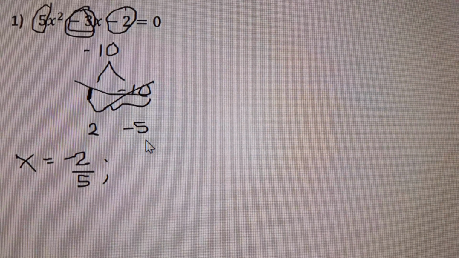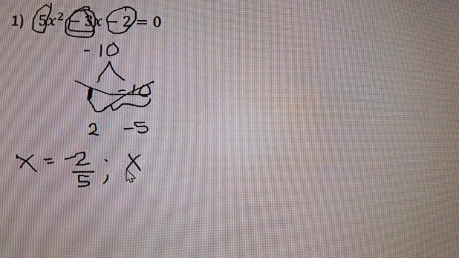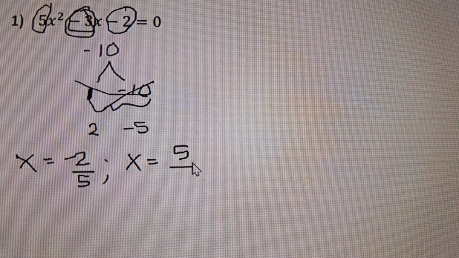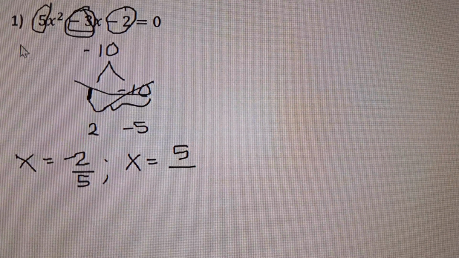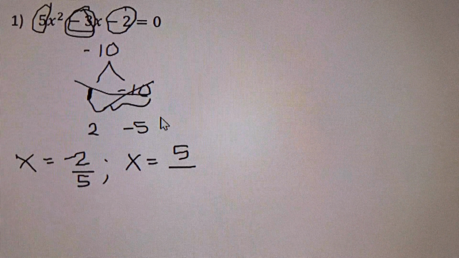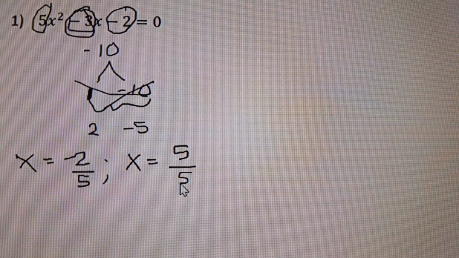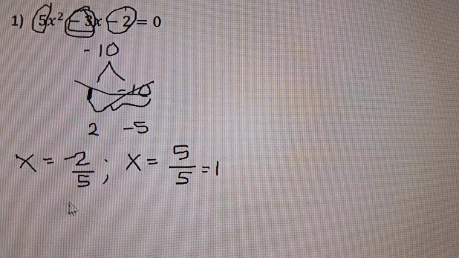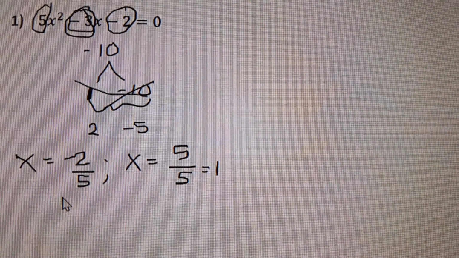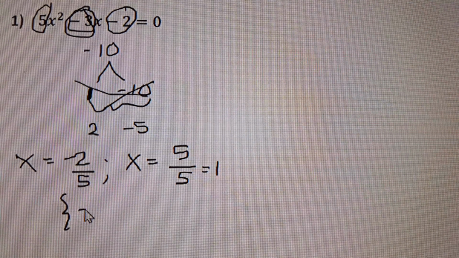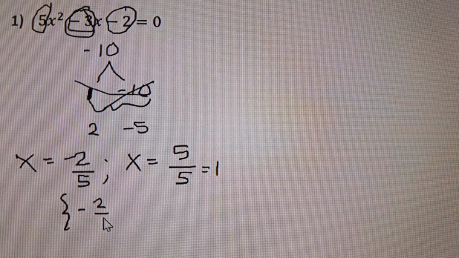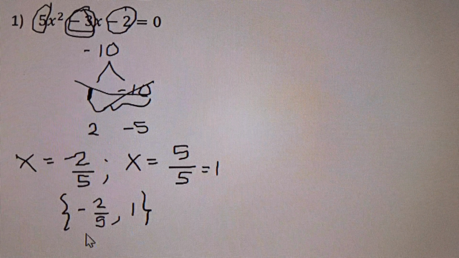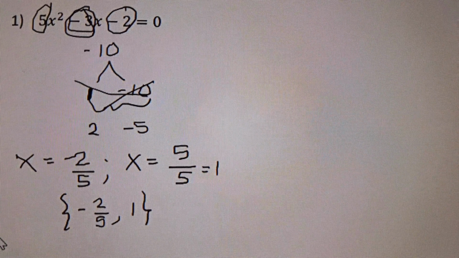The other solution is using this factor. But remember, we are going to be using the opposite sign, so negative 5, well, we use 5. And we divide by the leading coefficient, which is 5 also. That in turn will give you 1. So what is the solution? The solution set is going to be minus 2 over 5 and 1. Let's move on to the second problem.